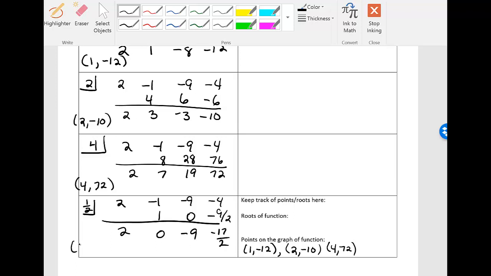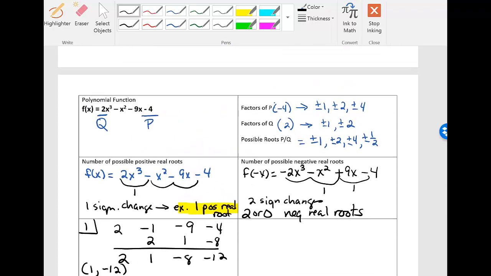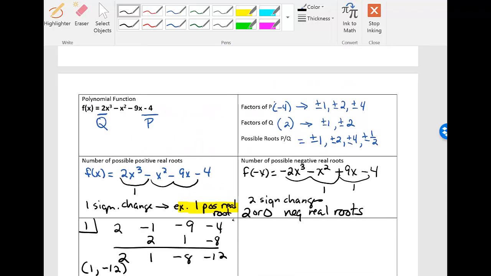So we are given that (1/2, -17/2) is a point on our graph. So we got lots of extra points here. But wait a minute, what's the issue, right? Because I just said we are guaranteed one positive root, and we just tried every possible positive thing in our list. So where's our positive root?